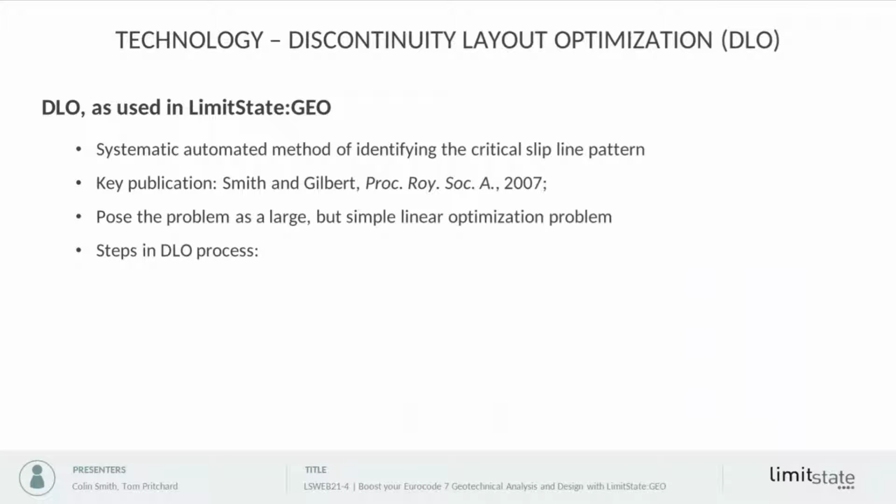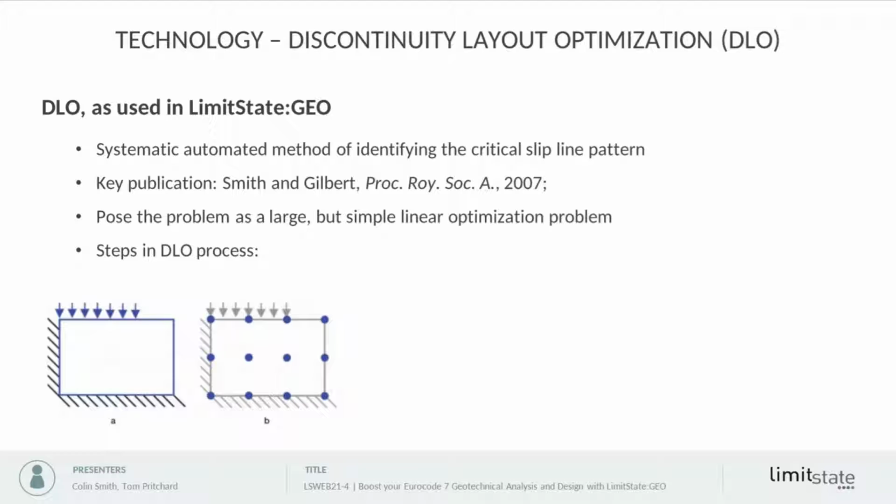And that has now changed with the development of numerical methods, and particularly discontinuity layout optimization, which is the basis of the LimitState GEO software. And it's a systematic automated method of identifying the critical slip line pattern. I'll just quickly go through the steps in the process so you're familiar with that if you haven't come across that before. We start with here a simple example of a rectangular domain with a load at the top and supports to the left and the base.